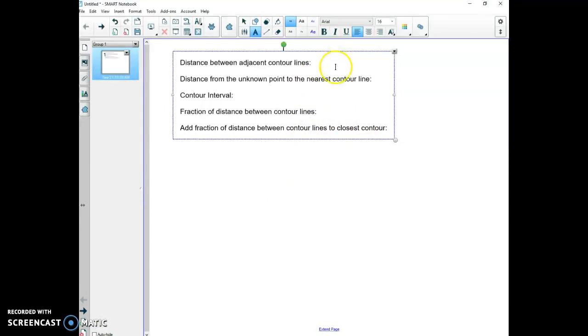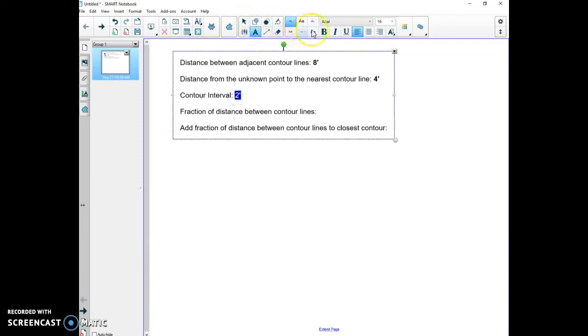Okay, and then just so you can see the math, I wanted to write it out for you. We measured the distance between the two adjacent contour lines, and we found that to be 8 feet. I'll bold it so we can see it. Then we measured the distance from the center of the tree to the contour line, and then the center on the top and the bottom, and it was equidistant. So they were both 4 feet. And the contour interval we said was 2 feet.